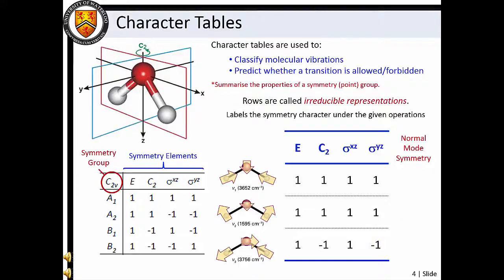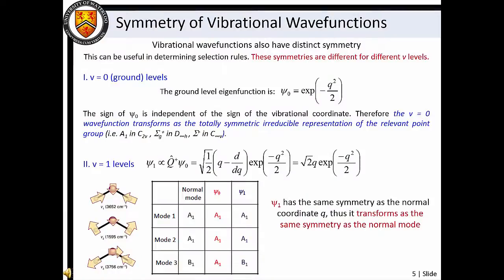If we now examine the character table of these vibrational modes under the C2v symmetry operations, we find that the symmetric stretch and bend have A1 character, and the asymmetric stretch has B1 character. The uses of symmetry go beyond simply providing a labeling scheme for the molecules and molecular vibrations. Vibrational wave functions are also described by symmetry, and we can use the symmetry properties of wave functions to deduce whether or not a vibrational transition is possible.